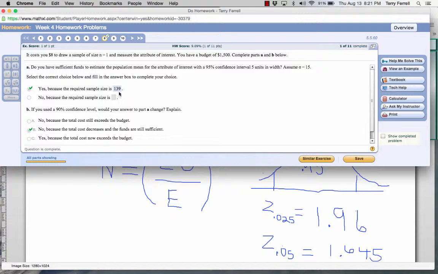Up here, when I got a sample size of 139, I should have calculated 139 times 8. Whatever that amount is, it's smaller than 1500, which means yes, because the required sample size is within budget. And this one is no, again, because the total cost decreases and the funds are still sufficient, which basically means that number went down. So of course the cost is going to be lower. That's why it's going to be no here.